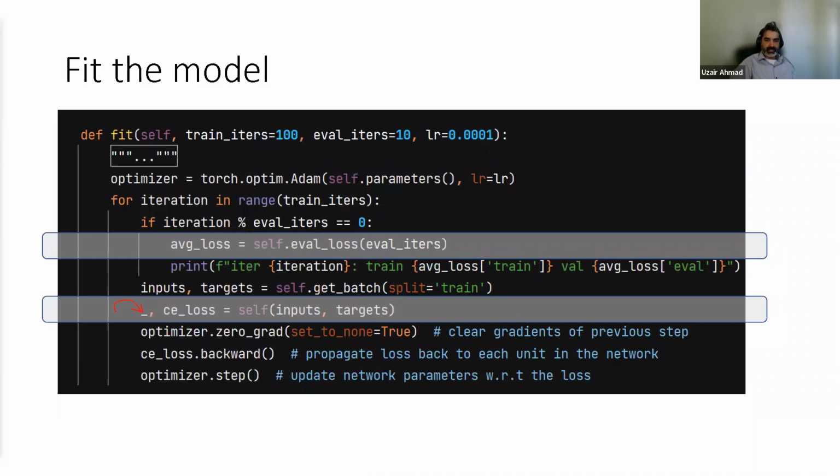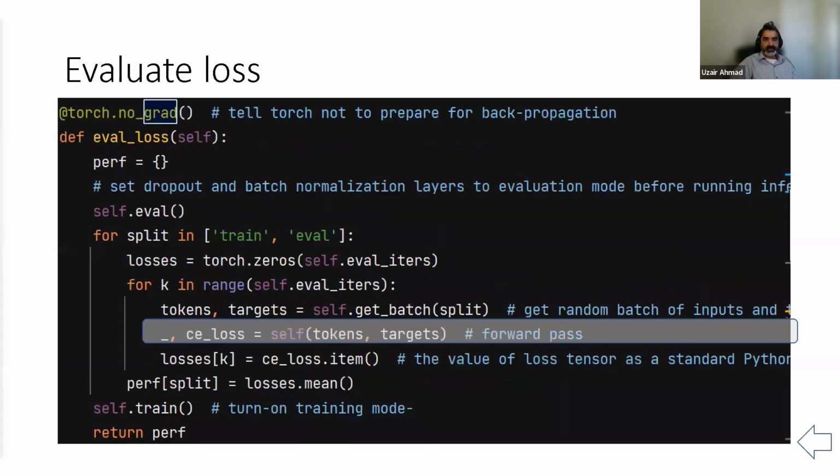So far, we have this fit function quite clear, except the part where we are doing evaluation, which is exactly the same we did for our bigram language model. We call evaluation loss method. Evaluation loss is going to do what? It is going to take data from evaluation part, the remaining 10%, randomly pick batch of sentences from there.